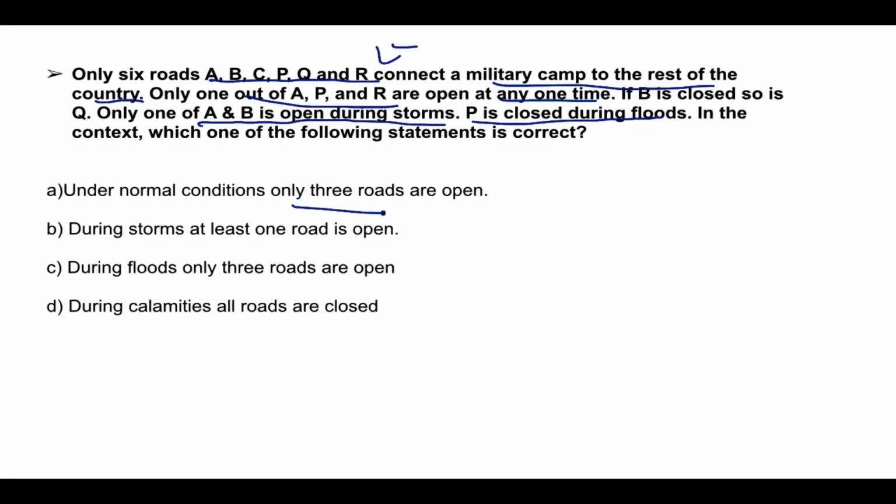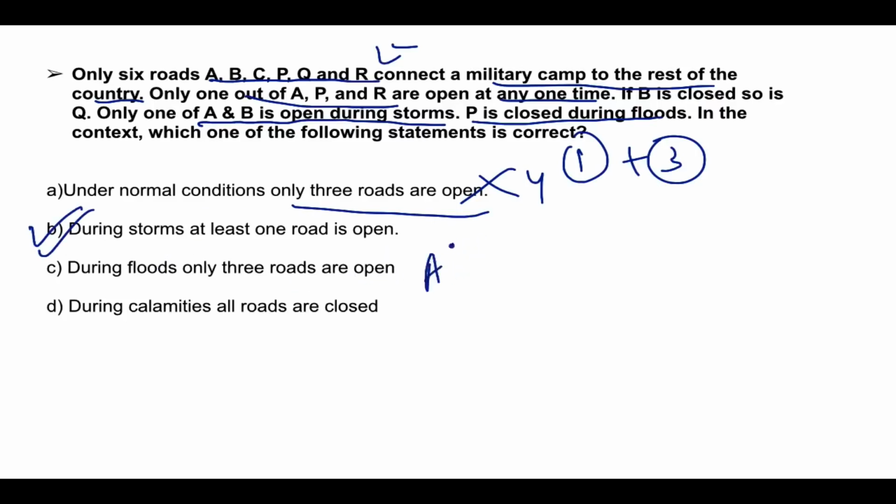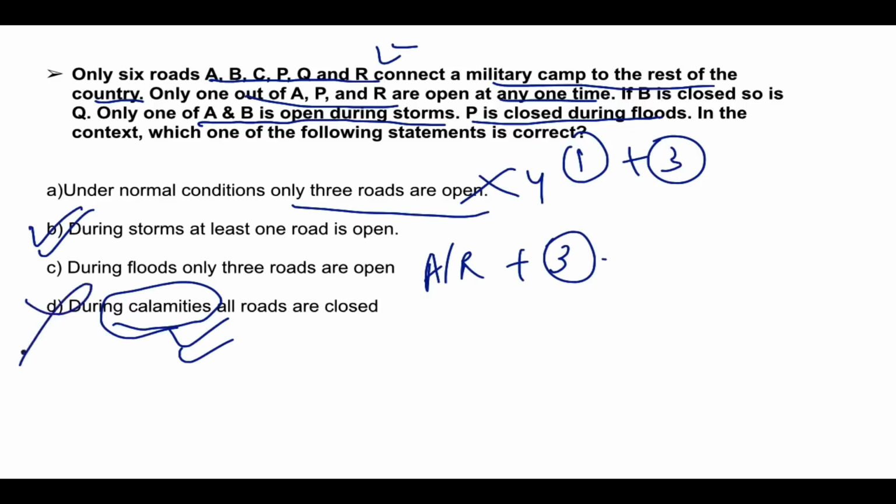Under normal conditions, only 3 roads are open. No. Under normal conditions, one out of A, P, R is open, plus the rest 3 are open, so 4. During storms, at least one road is open. Obviously, yes, because A or B is open during storms, so it is absolutely correct. The answer is B. Anyway, during floods, only 3 roads are open. No, it is also wrong. Since P is closed, either A or R is open plus the rest of the 3, so 4 are open. And the word calamity is not used at all, so you can't comment on it. So the answer is B.